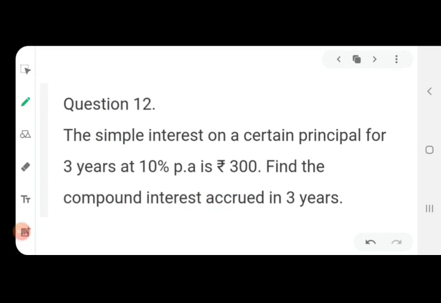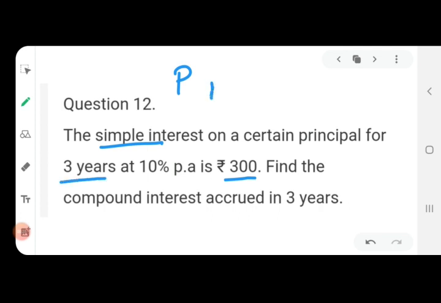In 12th question, the simple interest on a certain principal for 3 years at 10% per annum is 300. Find the compound interest occurred in 3 years. Here they have given the simple interest value, which is 300. The principal value we don't know, so take it as P. We have to find this P.